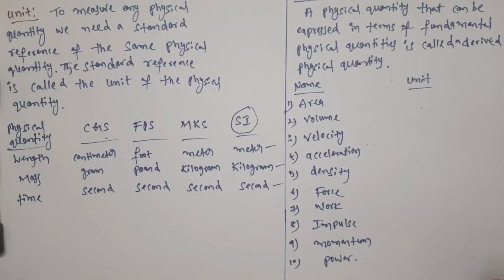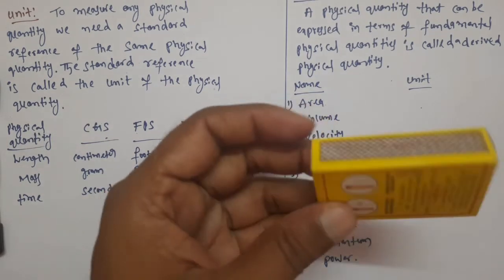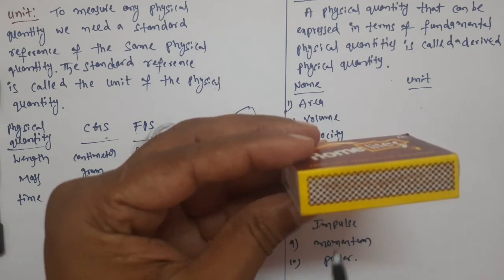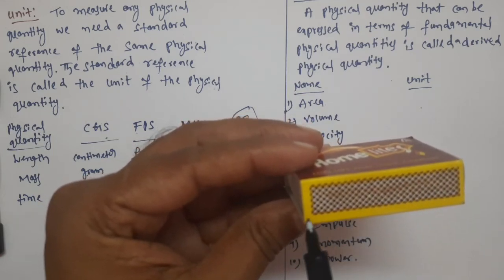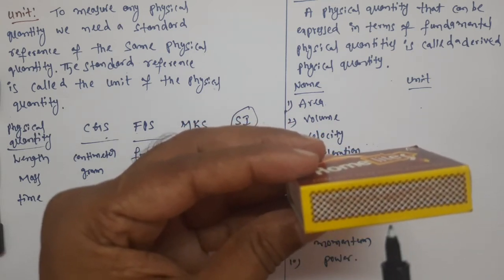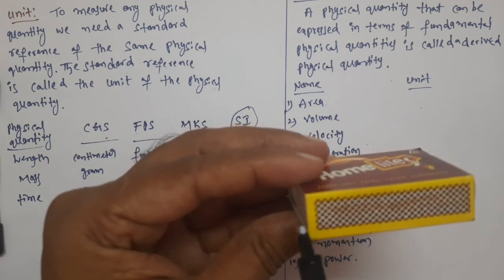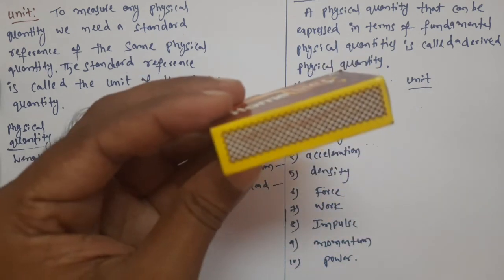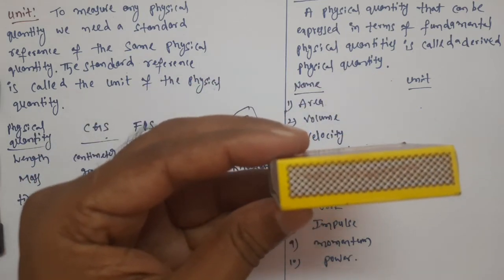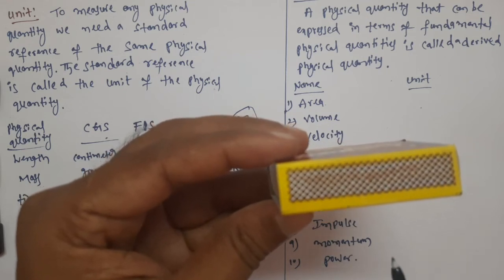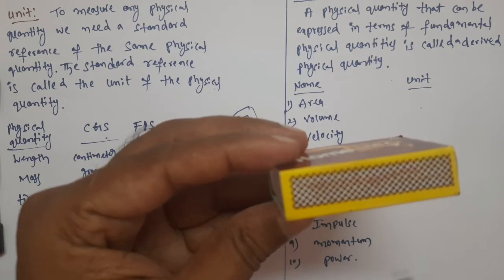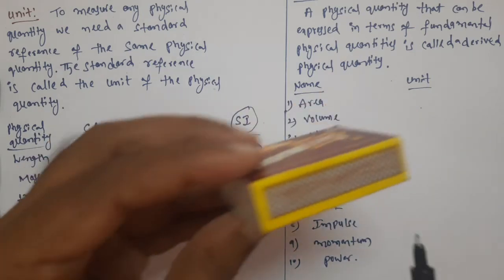Area. Let us take this example, this matchbox. Now you want to find this area, this side. What do we need to do? This length into this length, we get area. So area depends on length. It can be expressed in terms of this length and this length. That's why area is called a derived physical quantity. But what about length? Is length a derived physical quantity? No, it's a fundamental one. Any other physical quantity can be expressed in terms of length, but length cannot be expressed in terms of other physical quantities. So area is length into length.